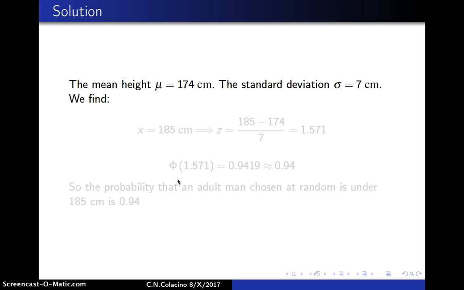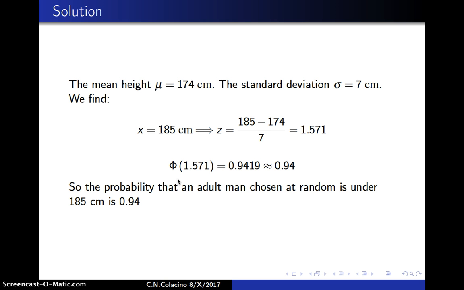Let's discuss it. The mean height is 174 centimeters. Mu is the mean. The standard deviation is sigma equals 7 centimeters. So we find that if x is 185 centimeters, z is x minus mu divided by sigma. So 185 minus 174 divided by 7, which gives 1.571. Phi of 1.571 equals 0.9419, which is equal to 0.94 to two significant figures. So, the probability that an adult man chosen at random is under 185 centimeters is 0.94.